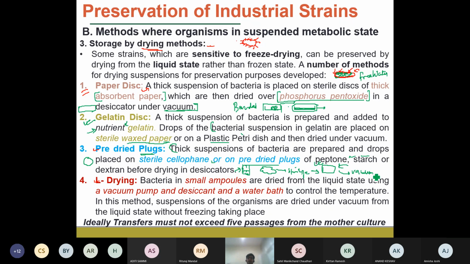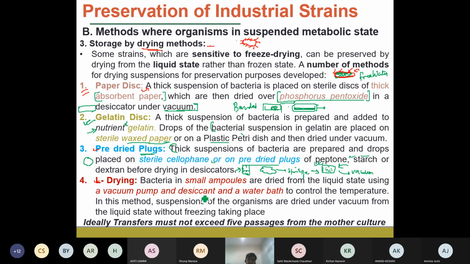Right. So, what will happen? Whatever the microbes are there, they will be incorporated onto this type of woolly substance. Okay, and then it can be stored for a longer duration of time. The next and the last technique is the L drying technique.